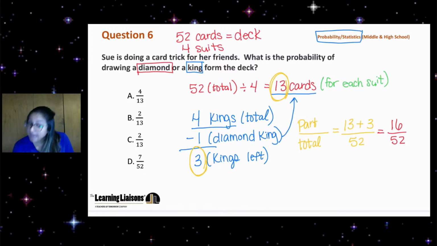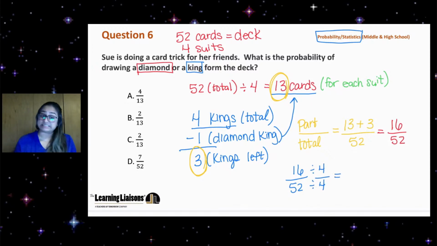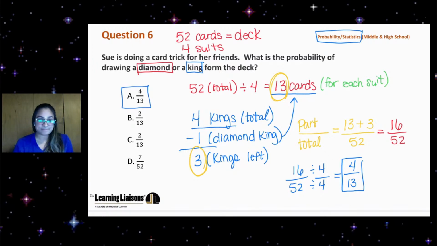I just so happen to know that 16 over 52 is divisible by 4. I know that 16 is divisible by 4. I didn't off the bat know that 52 was divisible by 4, but it was worth the try. So when you divide the top and the bottom both by 4, you actually get 4 over 13, which, winner, winner, chicken dinner, gives us our answer of A. Right? So it doesn't seem too bad when I break it down. Hopefully I'm making it easier instead of more difficult.